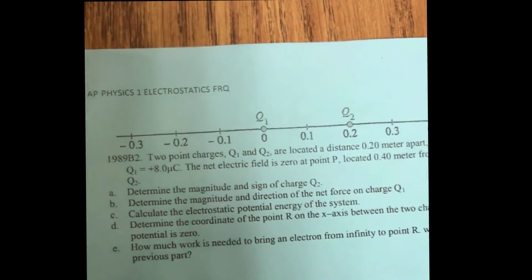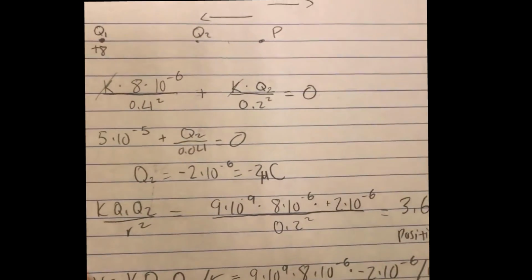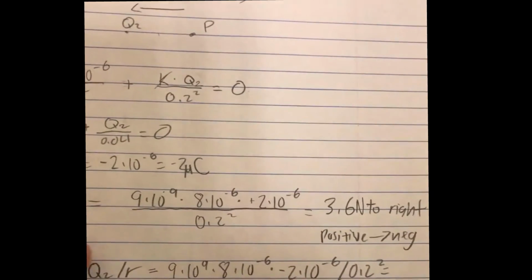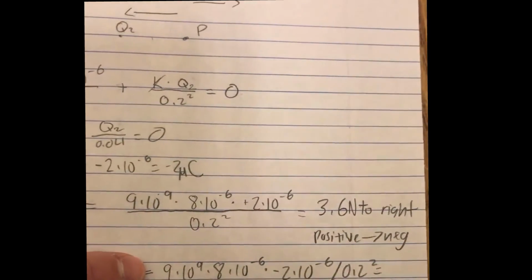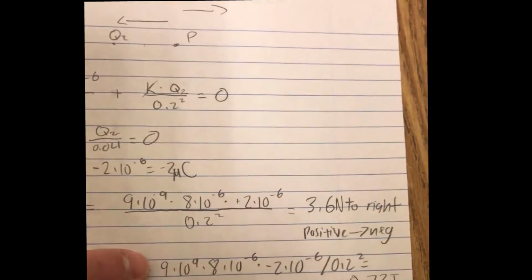Part C, calculate the electrostatic potential energy of the system. Okay, so we only have two charges, so we only need to do it once, and the formula is U equals kQQ over r. If you just plug it all in, you get negative 0.72 joules, and you have to make sure that you actually use the negative from the charge, because here it actually matters.